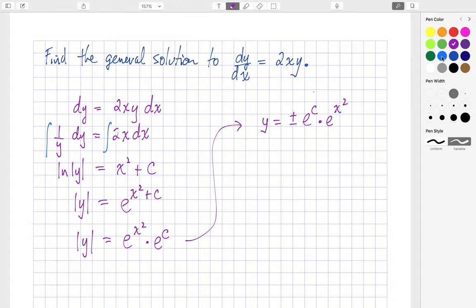And then just to clean it up a little, I might say we will let plus or minus e to the c equal some new constant, which we can call anything we want. C1, K, maybe I'll call it A. And so my final solution is y equals A e to the x squared. So this is fantastic when we are able to separate the variables, but that isn't always possible.